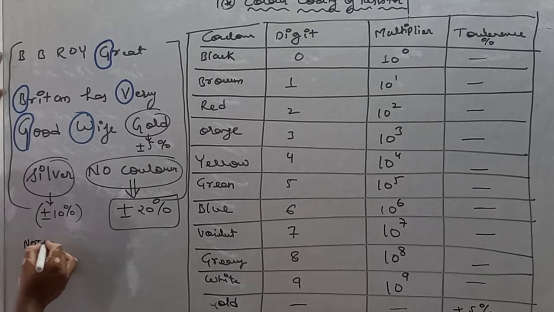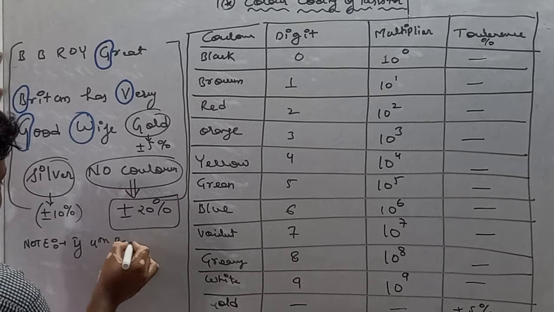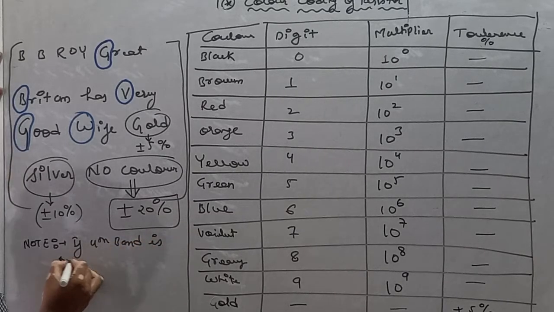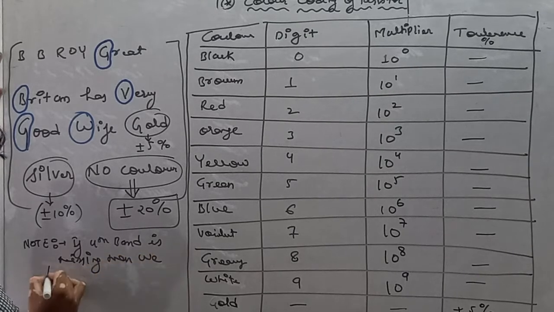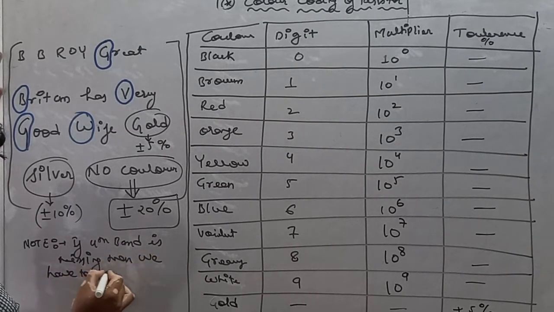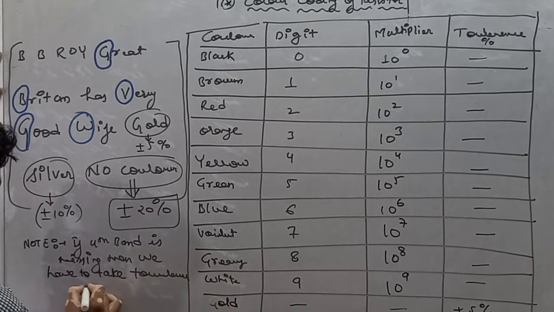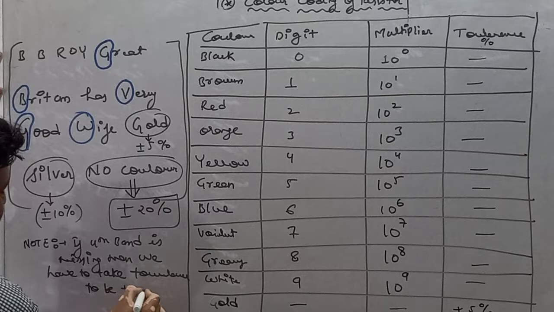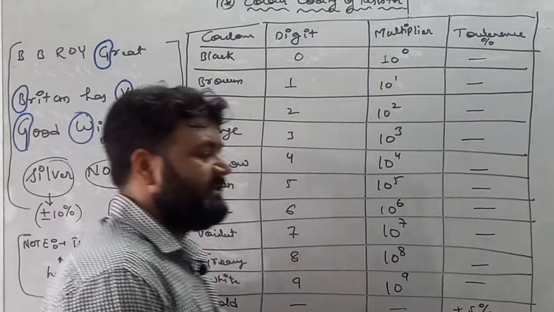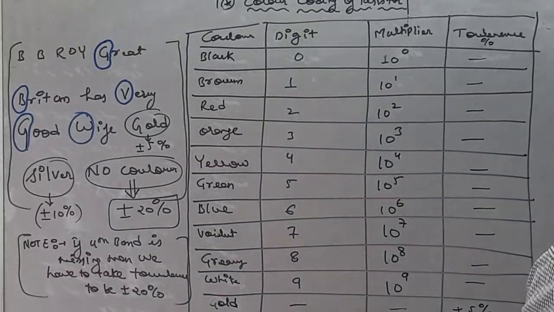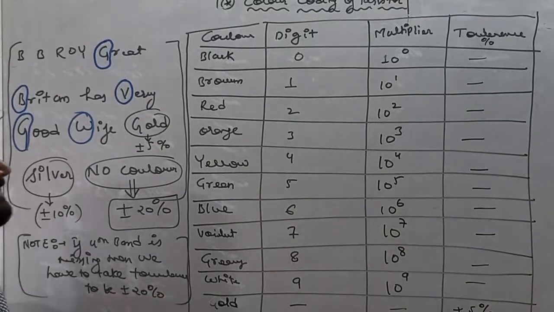So I'll write in the form of a note: if the fourth band is missing, then we have to take tolerance to be plus minus 20%.